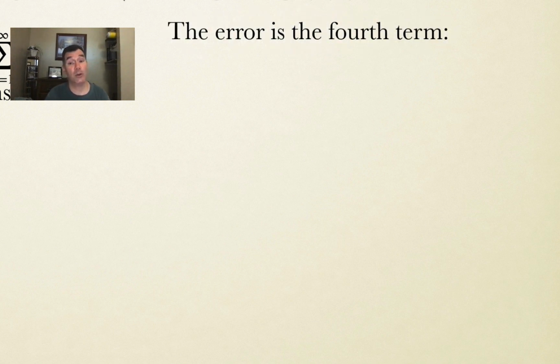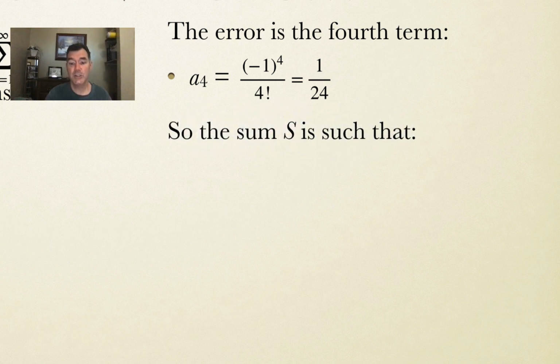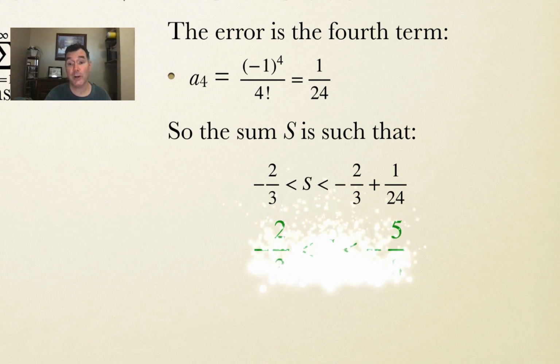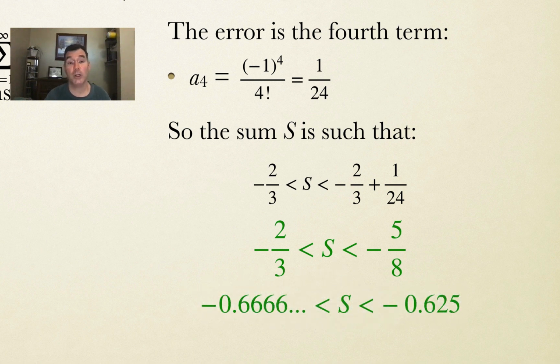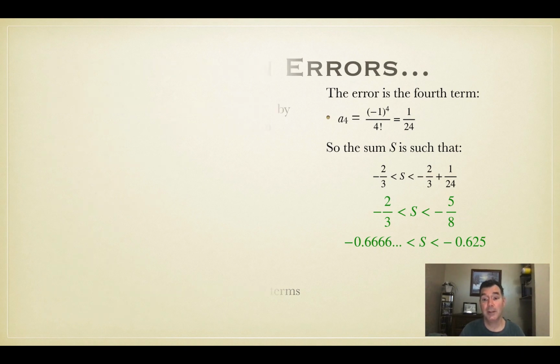So the error then, since I only went to three terms, is going to be the fourth term, which is -1 to the fourth over 4 factorial. That is +1 over 24. Okay, so the sum is such that it is somewhere between -2/3 and -2/3 plus 1/24, whatever that is. Well, that's -5/8. So the actual infinite sum is somewhere between -2/3 and -5/8. And if you want to look at decimals, it's somewhere between -0.6666 repeating and -0.625. So that's a pretty small range. So I've gotten it pretty accurate there.